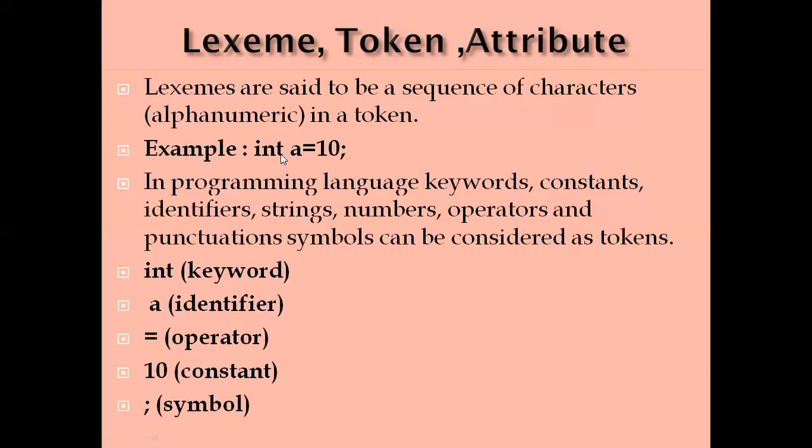In the lexical analysis phase, it will exclude all the white spaces. So here a is an identifier, equal to is an operator, and 10 is a constant, and here the semicolon is a symbol. So this is the attribute. So integer in the symbol table will go under the column of keyword, and a will go under the column of identifier, equal to under the column of operator, and each and every value will be specified using the attribute. Depending on the attribute, it will be maintained in the symbol table. The symbol table is like a table.